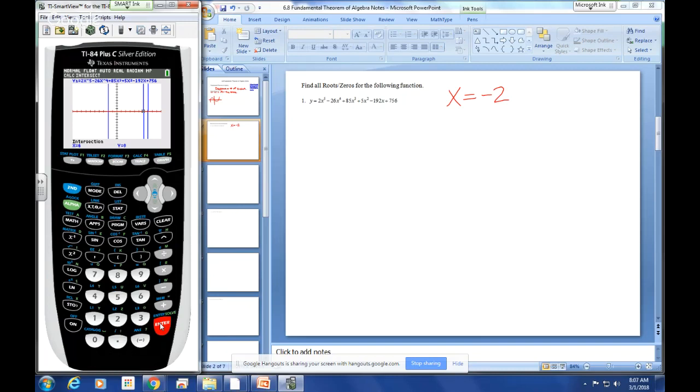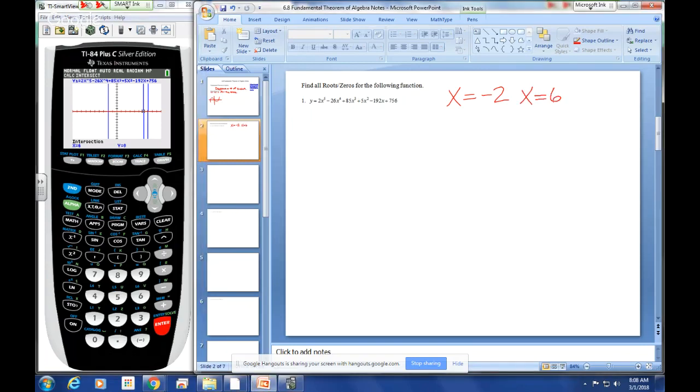Oh, it's because you don't have a second. So on the y equals, when we do our y equals, we need to have our second equation be 0. If it's not, when it asks you what's your second equation, you don't have one. So I got x equals 6. There's another one of my solutions.